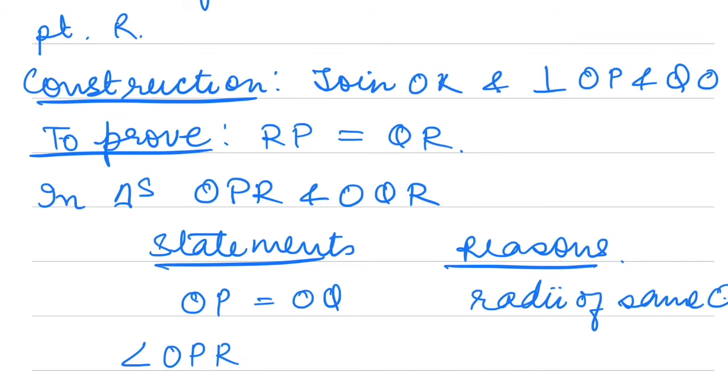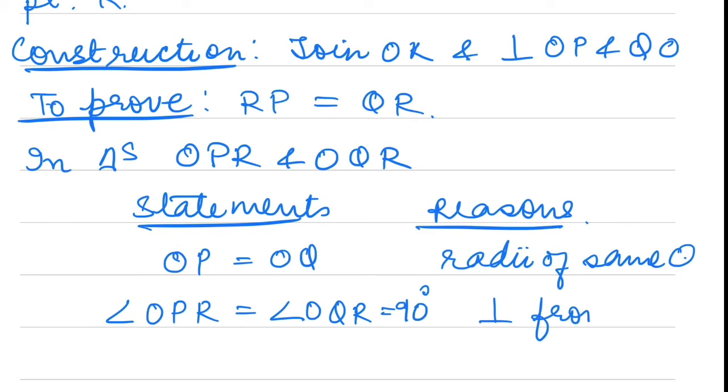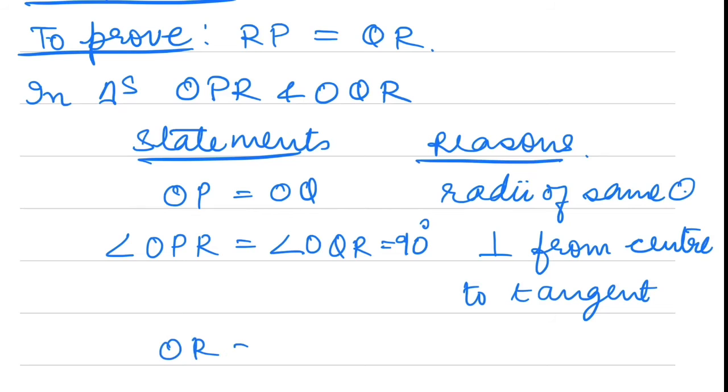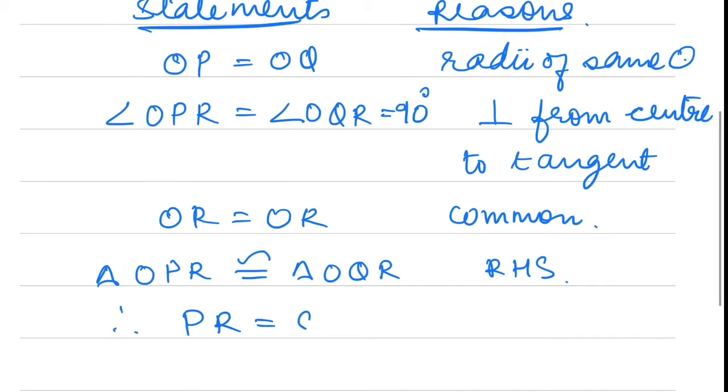Angle OPR is equal to angle OQR is equal to 90 degrees, since the perpendicular from the center to the tangent. OR is equal to OR, so that is common. Triangle OPR is congruent to triangle OQR by RHS property. Therefore, PR is equal to QR by CPCT. So hence proved.